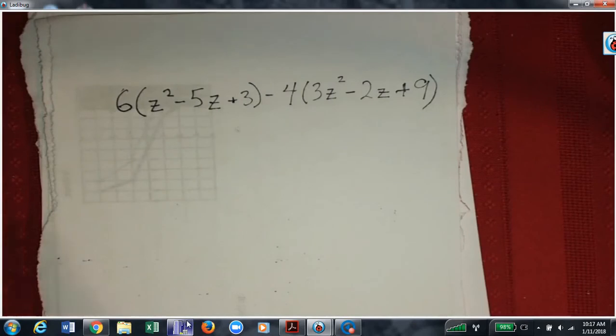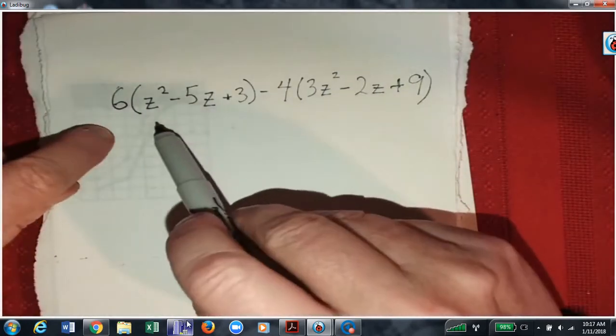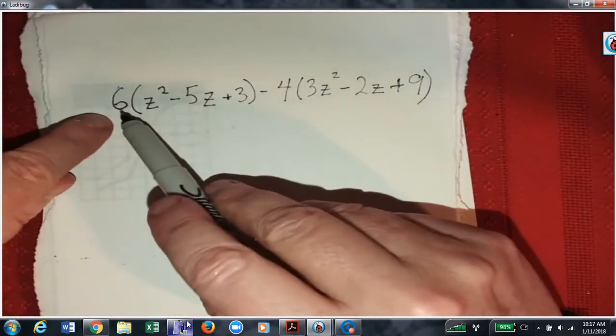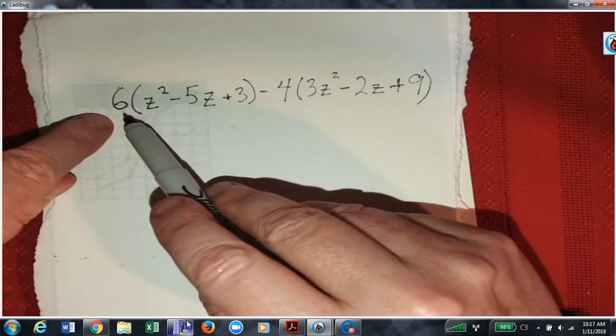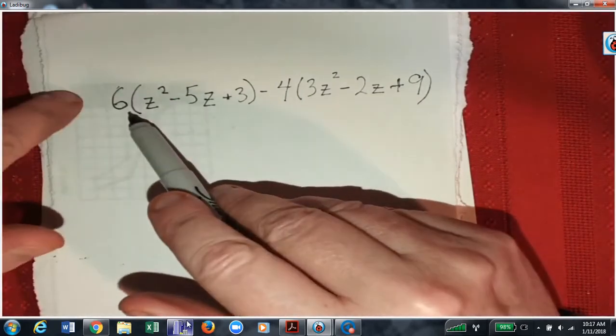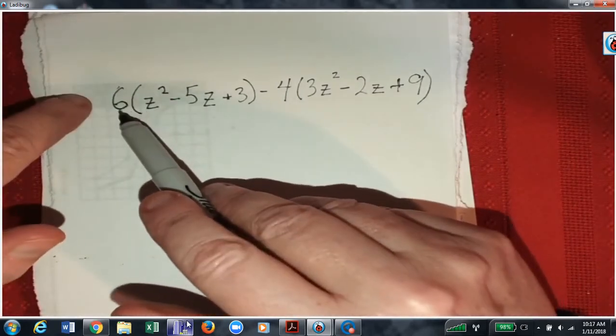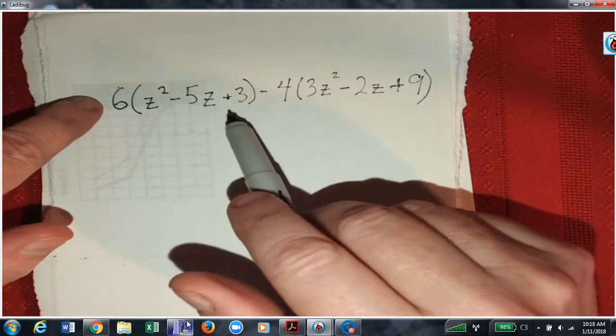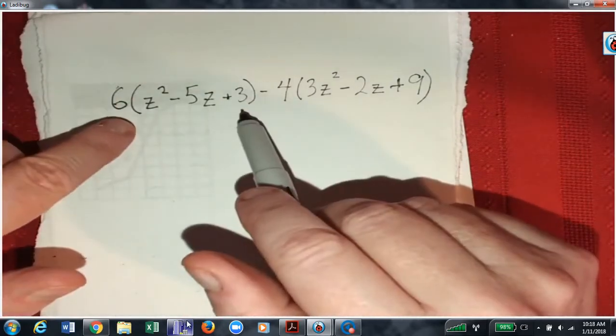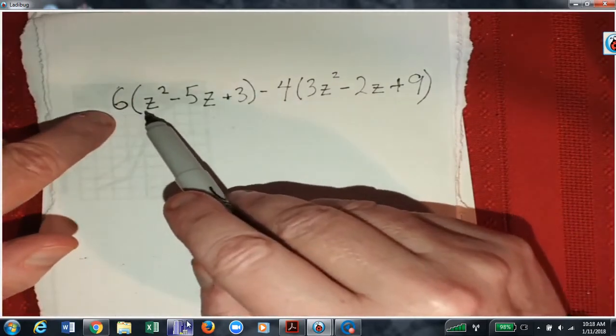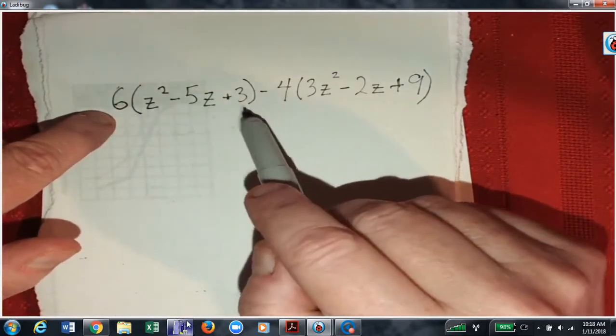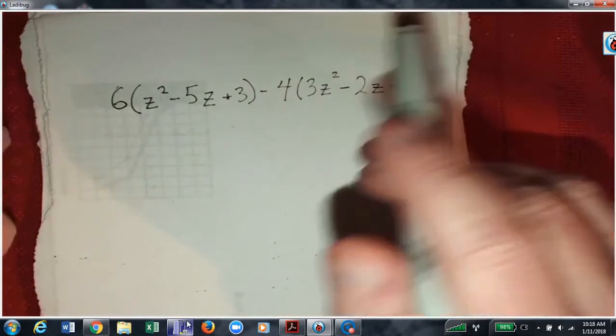So let's go to this first set of parentheses. There is something out in front. There is a 6 in front. If there was a negative sign in front, or if there's a number in front, I have to distribute it. So I cannot just drop these parentheses and have the first term being 6z squared and not do anything to the others. That is not correct.